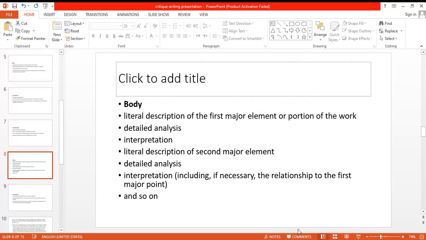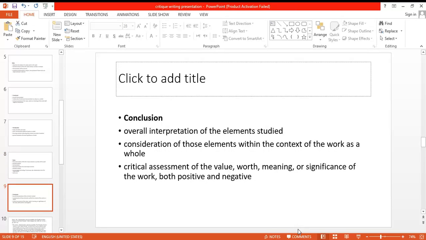There's going to be a description of the elements, and of course, there's going to be interpretation. The significance is still very important. The conclusion is the overall interpretation of the elements that are studied. Now, you will summarize them, consider the various elements used in the context of that work, and then once again assess the worth and the value of that work in the context of all these elements used in a fictional piece.